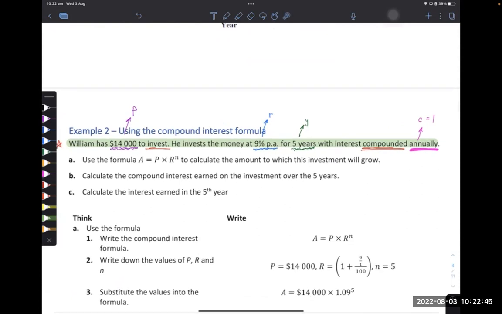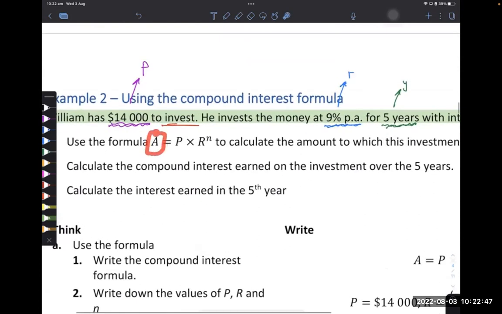Now you can see here, this looks very similar to our compound interest formula, except something's been collapsed down. The R. So this capital R here was collapsed down. What usually goes there?